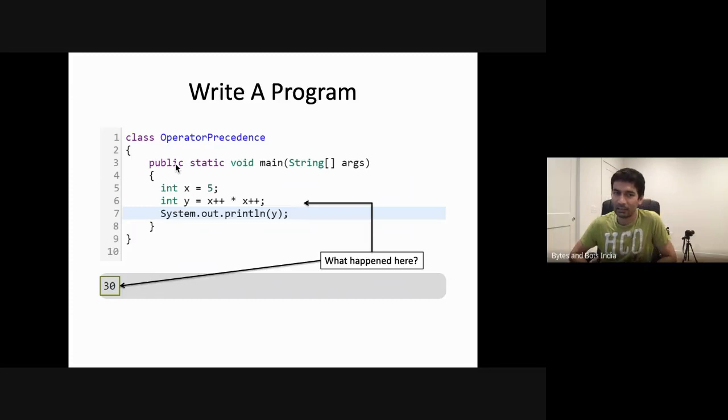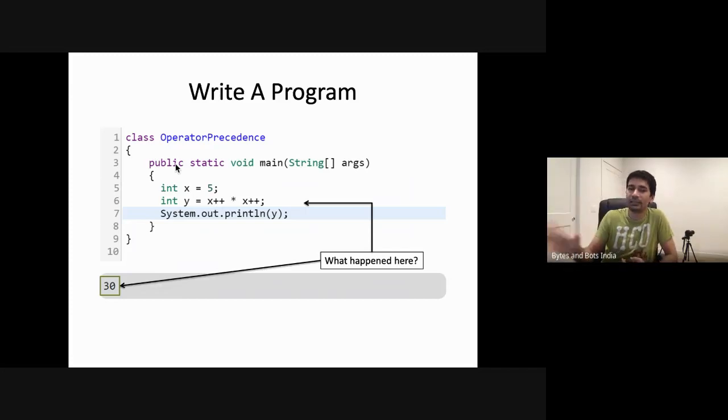The way it'll do it is it'll replace that with 5 and increment the value of x to 6, and next it'll evaluate whatever is to its right, which is another x++. So it replaces that with 6, and now the value of x at this point is 7 actually, but the expression will be 5 times 6, which is 30. So that's what happened here, and your guess is very right.